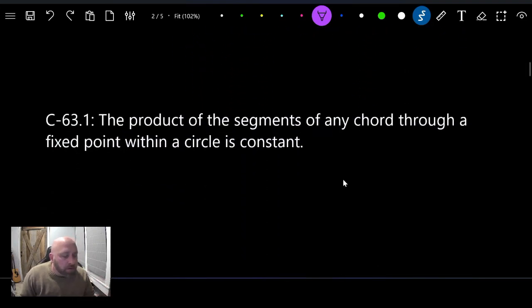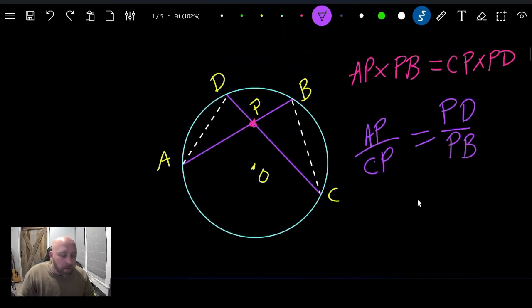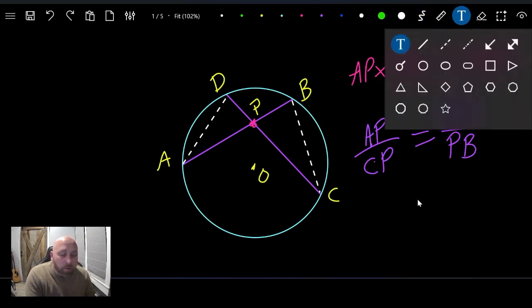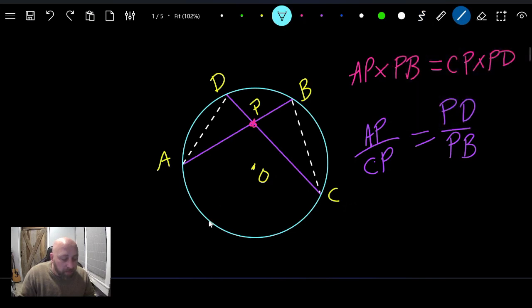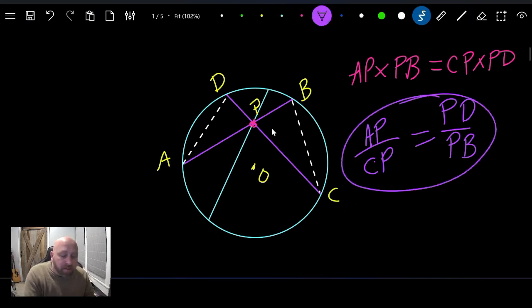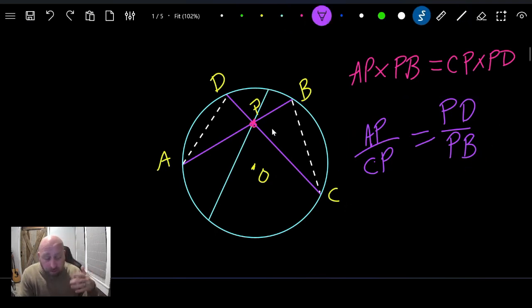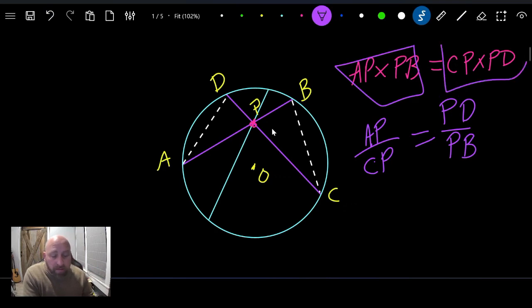Corollary 63.1, the product of the segments of any chord through a fixed point within a circle is constant. So we could go back up here and we could say, okay, any line we put through that fixed point is going to have this constant about it. What does a constant mean? The constant means it's going to have this proportion to it. In other words, it's going to equal these same things.